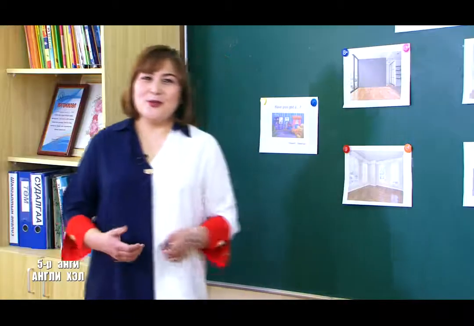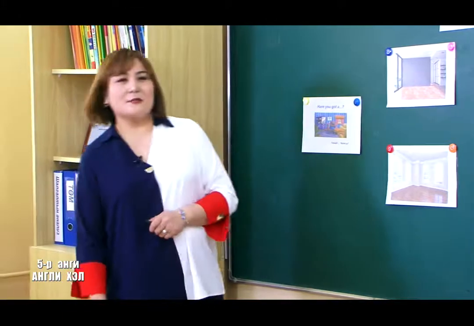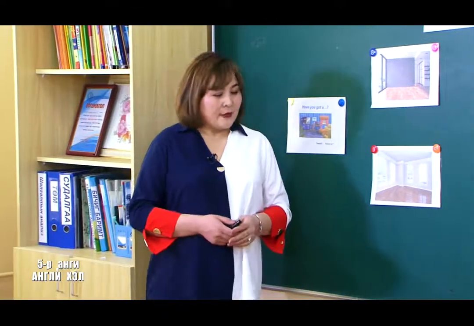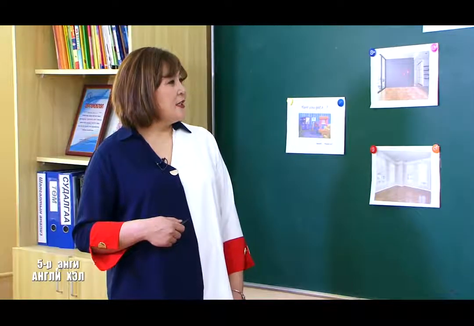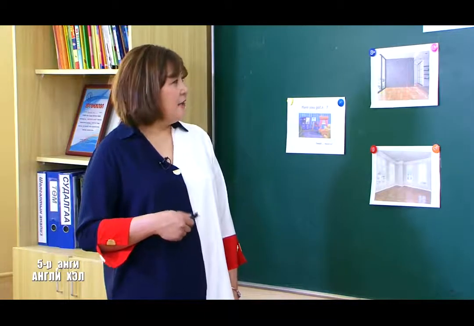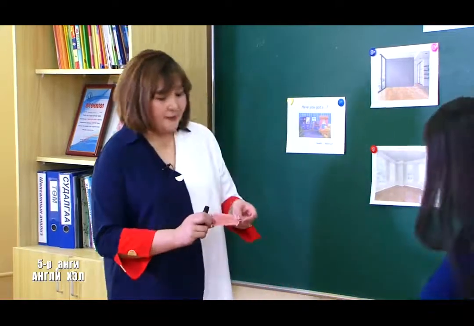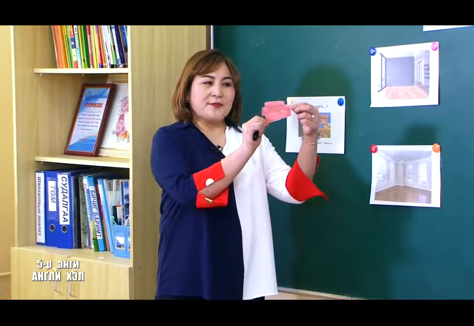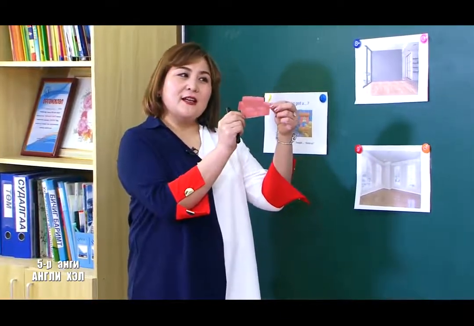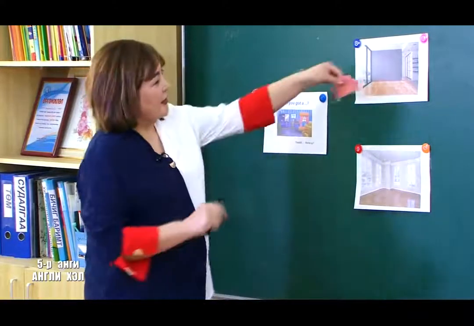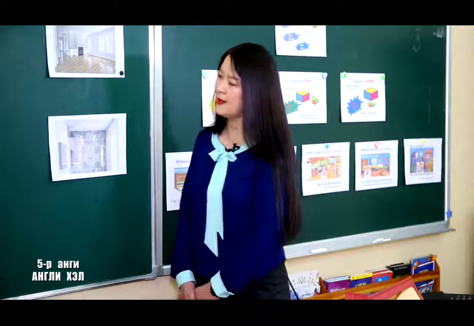Okay, now let's use the structure "have you got". Let's practice one more time. What is this? This is a living room. What is this? This is a sofa. Have you got a sofa? Yes, I have got a sofa.